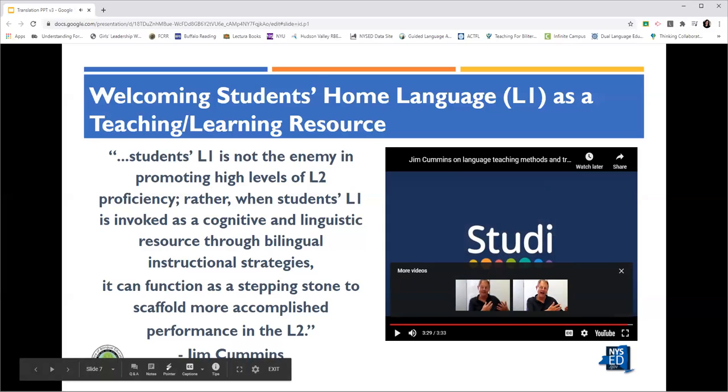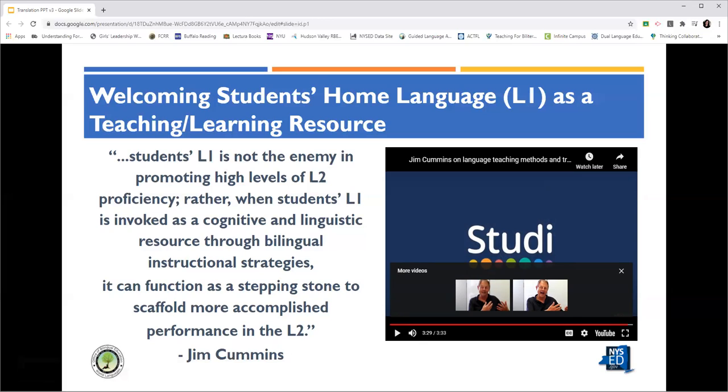Again, we encourage you to pause this presentation and take a few minutes to write down how you're using your students' home language during your instruction, or even to spark up a conversation with a colleague about how they may be doing that.